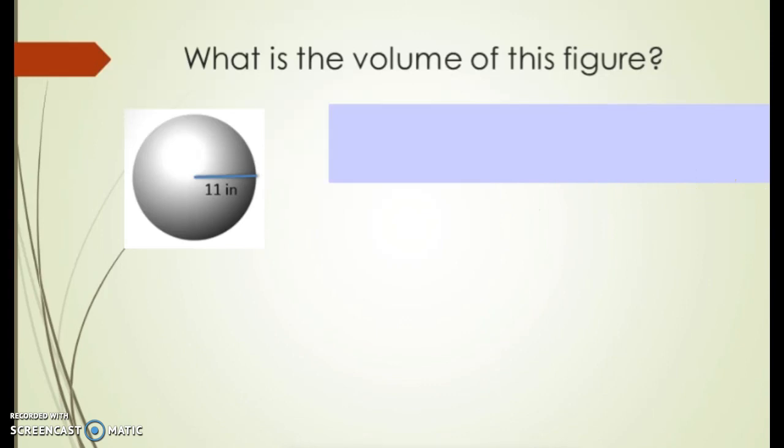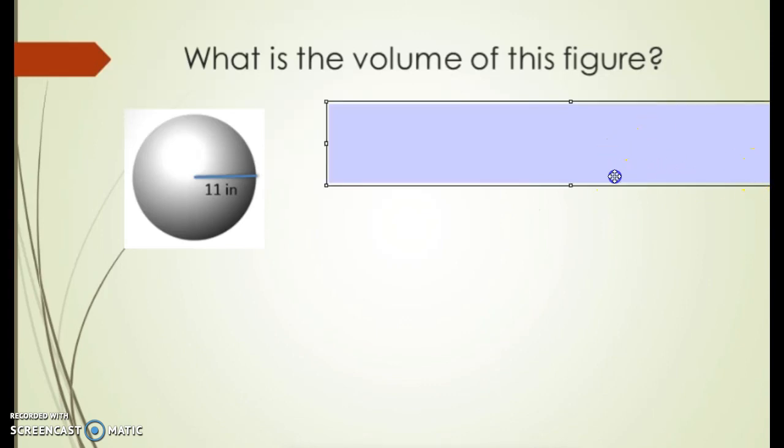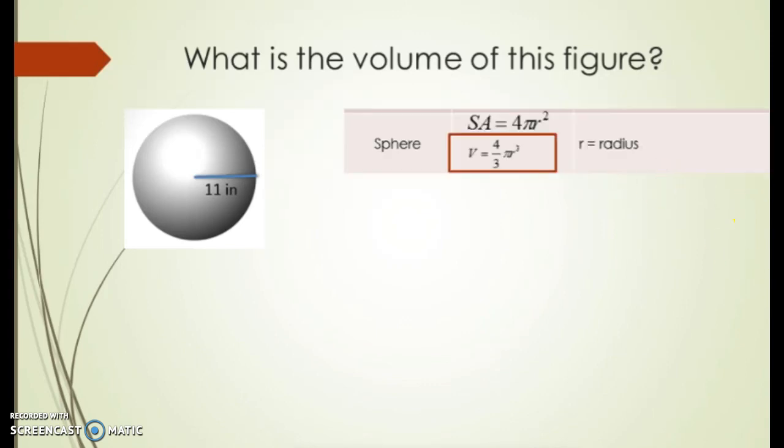This one is a sphere. So we go to our formula sheet, get our formula for sphere, and they want the volume. So we're going to use this here. Two things where students usually get messed up is, one, this is cubed, not squared. So again, the only variable we need is R equals 11 inches.